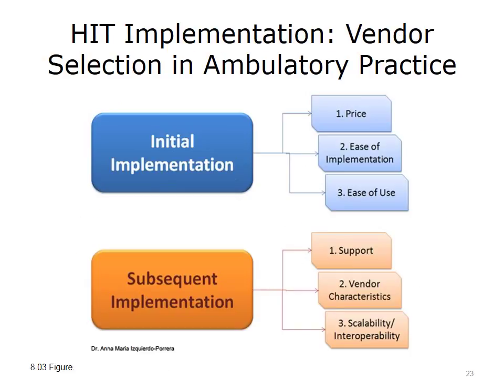In 2009, HIMSS conducted a survey of ambulatory EHR selections. In it, they compared institutions that had gone through a second EHR after having used a previous EHR. The stated reasons for the initial implementation were price, ease of implementation, and ease of use. However, during the second implementation, price went down the priority list to occupy a 10th place, and the 3 most stated reasons were support services, vendor characteristics, and scalability and interoperability.